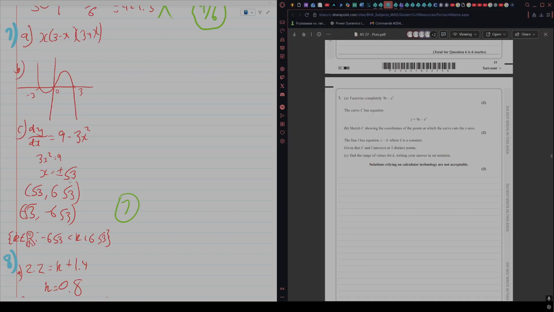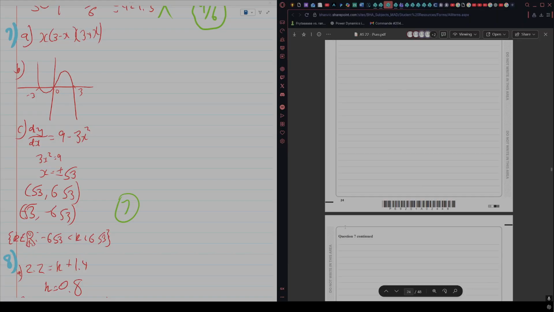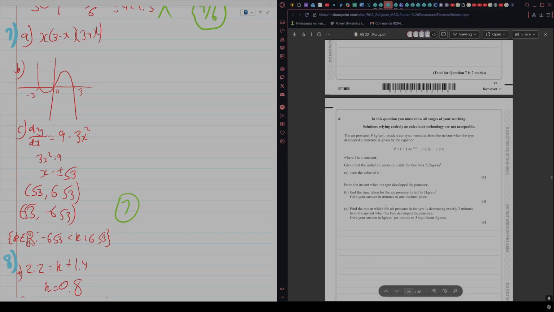So I found the stationary points by taking the derivative and then substituting back in. Those are the 2 stationary points, and these are the y coordinates. So this is negative 6√3, this is positive 6√3 on the y coordinates, and it's not less than or equal to. You have to put it in set notation. It's not less than or equal to, because otherwise it would intersect twice if it was on the stationary point. And then you just write it out in set notation. I don't think you have to write like the set of values of k, but I don't know, I just do it to be safe. Right, next question, we have another model question.